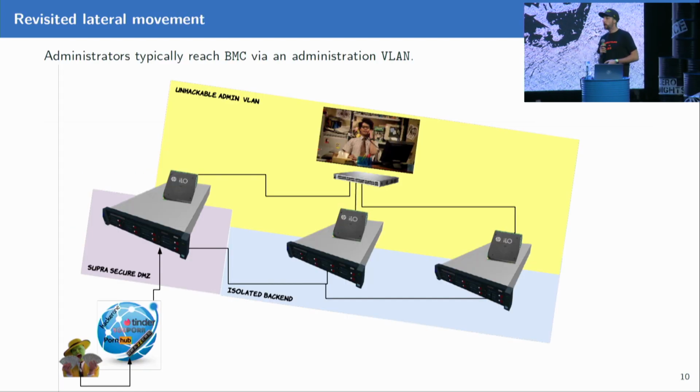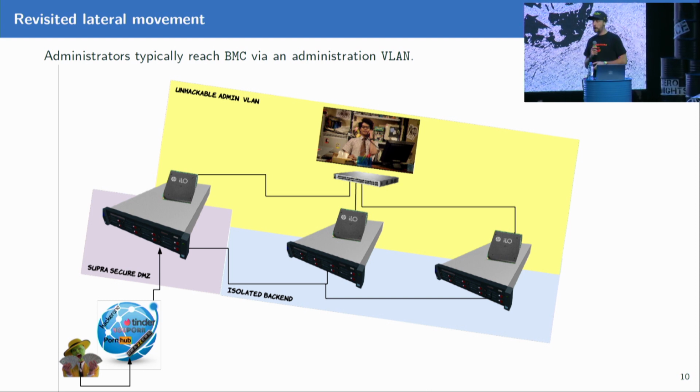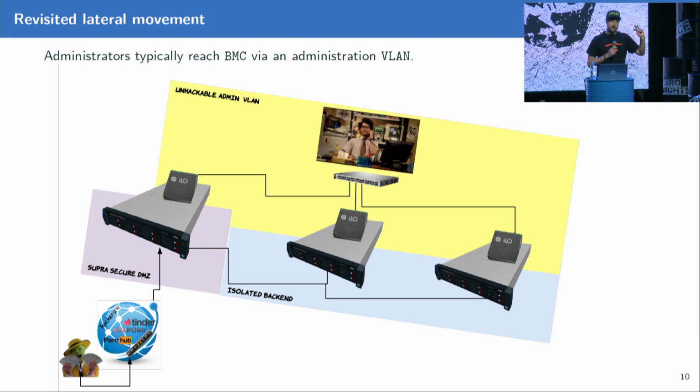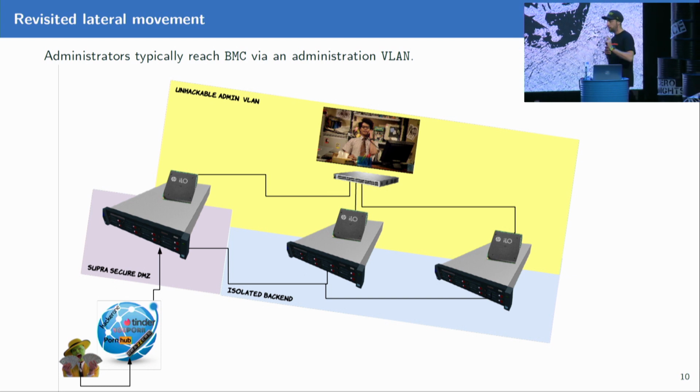In the best world, what a real ILO infrastructure should look like is this: you should have a dedicated administration VLAN, a secure DMZ, and an isolated backend.